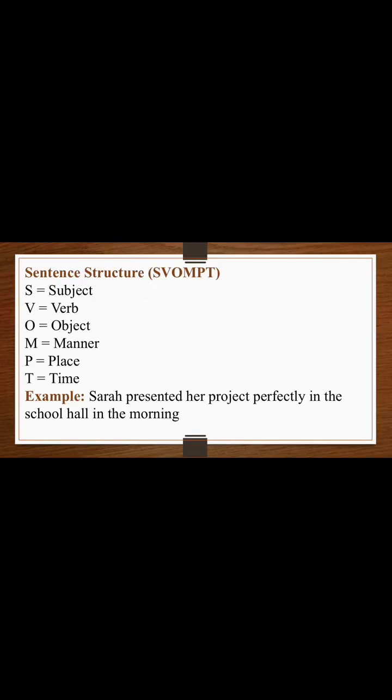Now, the sentence structure. SVOMPT: subject, verb, object, manner, place, time. For example, Sarah, subject, presented her project perfectly in the school hall in the morning. This is the structure of a correct sentence.